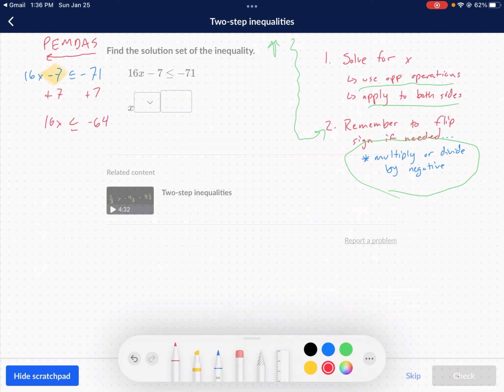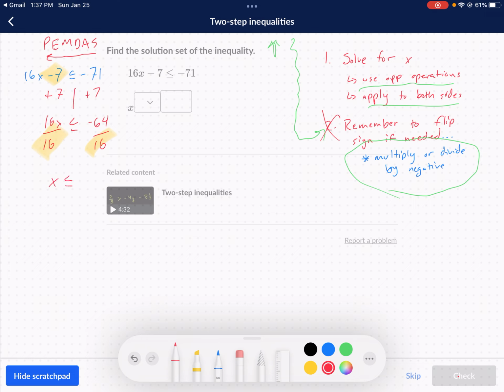Okay, so I got 16x less than or equal to negative 64. So I need to divide by 16 now. A lot of students get confused and think that they need to flip the sign in this situation, but that's not true. I am dividing by a positive 16, not a negative 16. 16x means 16 times x. The opposite operation is divide by 16, but I'm not dividing by a negative. So this step number 2 does not apply.